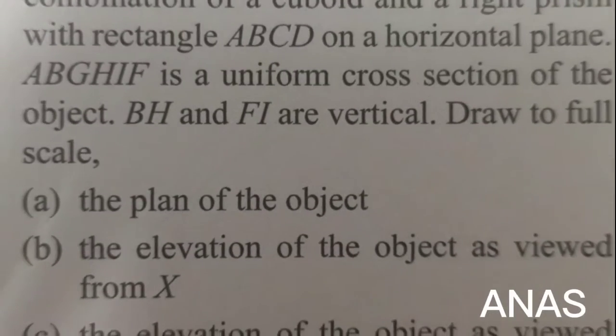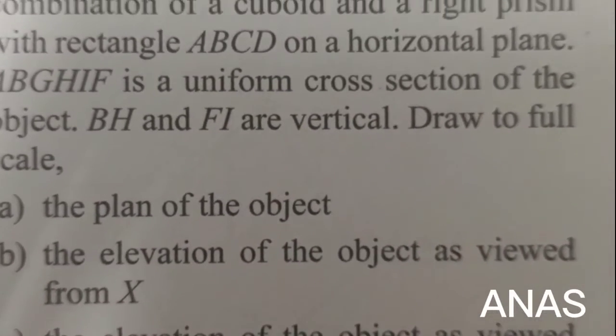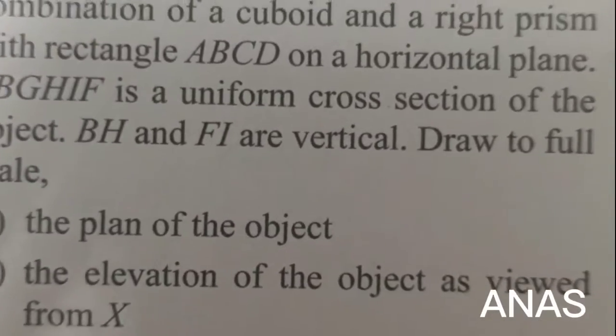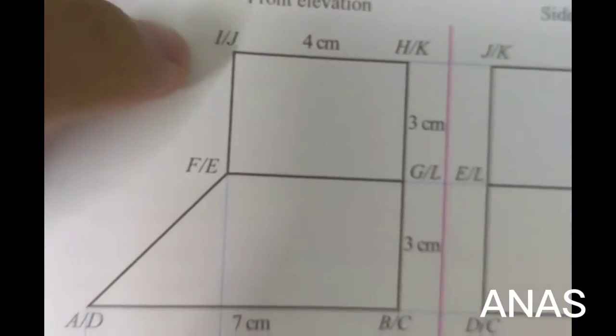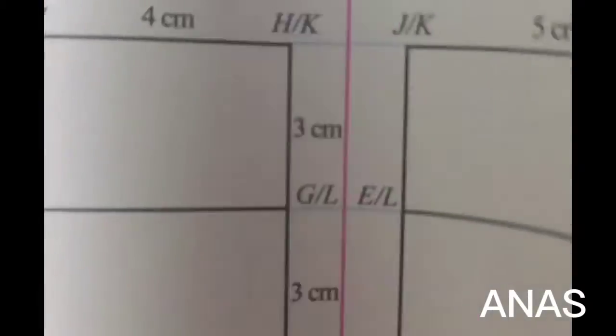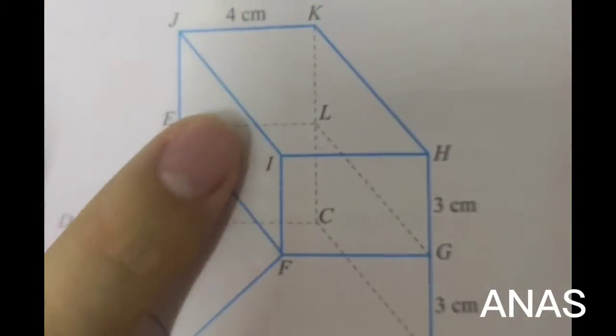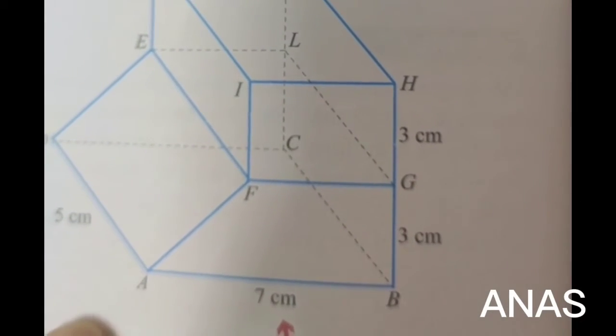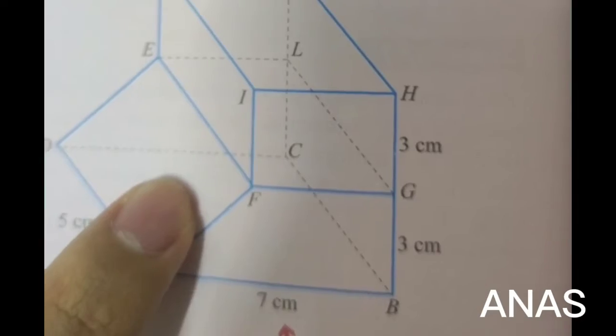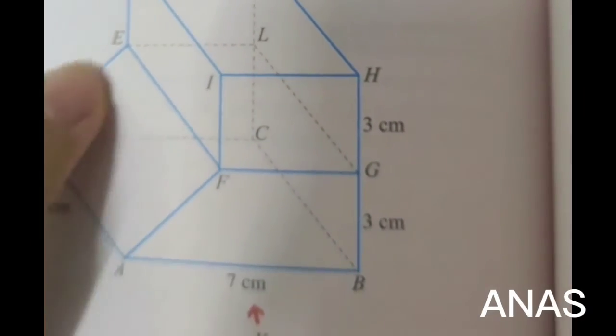B, the elevation of the object as viewed from X. Okay, look at X. This is X. This is front elevation. I, H, J, B, A, E. I, H, G, B, A, F. Okay, this is a front elevation.